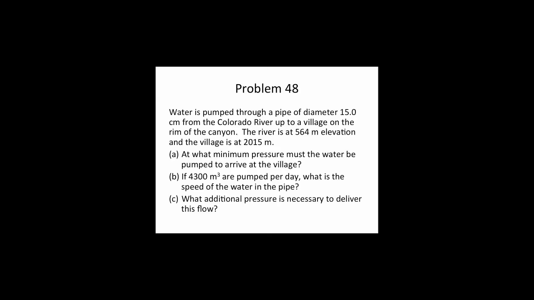This is Chapter 9, Problem 48 in your book, which is web assigned number 37, Problem 6. This has to do with a problem that is pumped through a pipe in the Colorado River up to a village that is at the rim of the canyon, and there's a big height difference. So the first question asks you to find the minimum pressure the water has to have to arrive at the village.